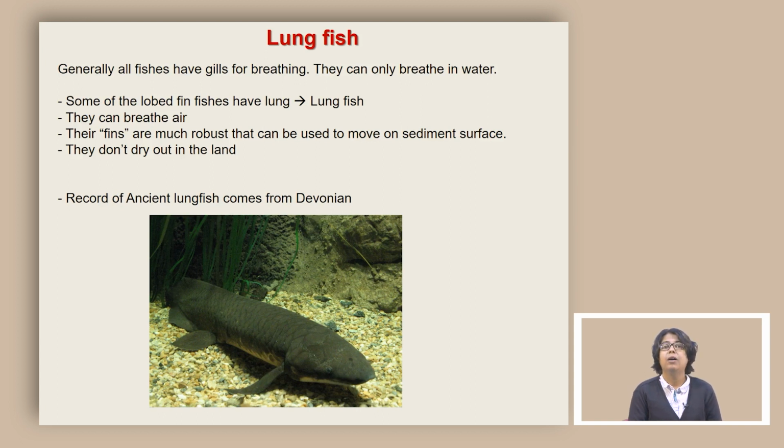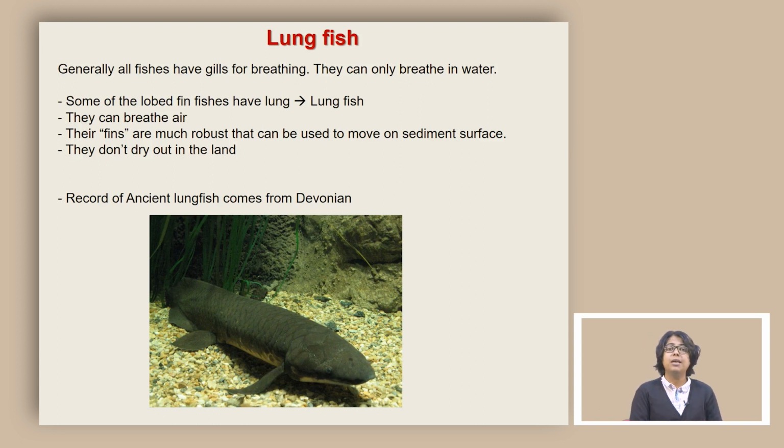So, now we are going to talk about another type of fish which is interesting because not only do they have lobe fins, but they also have a very different way of breathing. Generally, all fishes have gills for breathing. They can only breathe in water. However, some of these lobed fin fishes have lungs, and therefore, they are often called lungfishes. So, they can not only breathe in water, they can also breathe in air, and their fins are much more robust and they can basically move on the sediment surface.